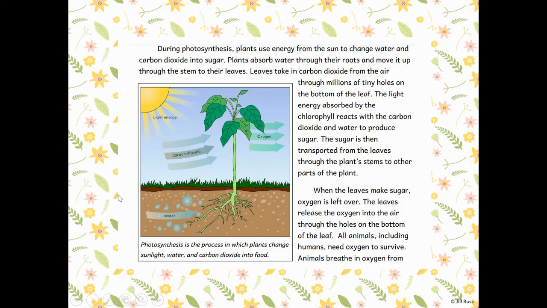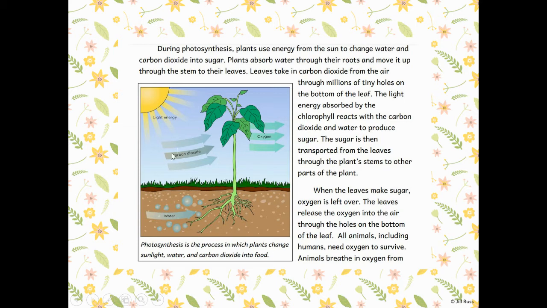During photosynthesis, plants use energy from sun to change water and carbon dioxide into sugar. So you breathe out carbon dioxide. If everybody takes a breath in and blows it out, everything you just blew out is carbon dioxide. Remember, water comes from the roots of the plant. Plants absorb water through their roots and move it up through the stem to their leaves, which we've talked about.